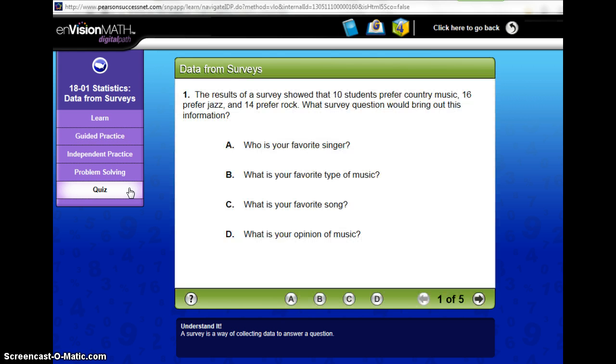The results of a survey showed that 10 students prefer country music, 16 prefer jazz, and 14 prefer pop. So what do you think the survey question was that brought this information out? What would have been the question?